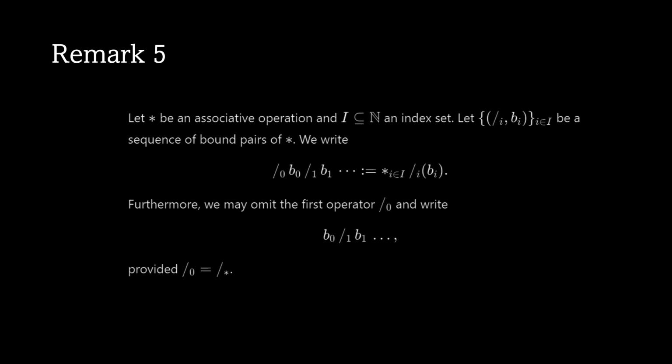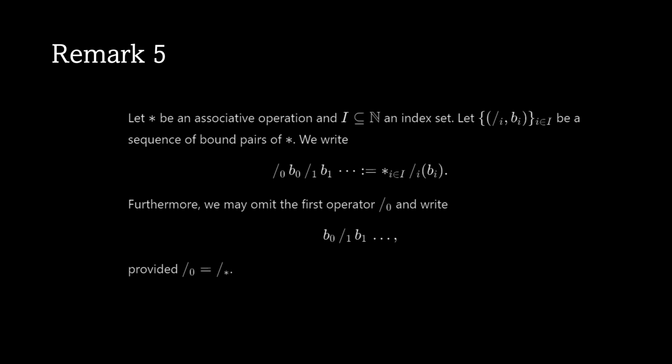And then we'll move on to the next one, so slash sub 1, b sub 1, and so this keeps going on depending on how many pairs we have in this sequence. So we define this new notation as being identical to this original notation, where we repeatedly apply star based on this index set, just like we had in theorem 4.